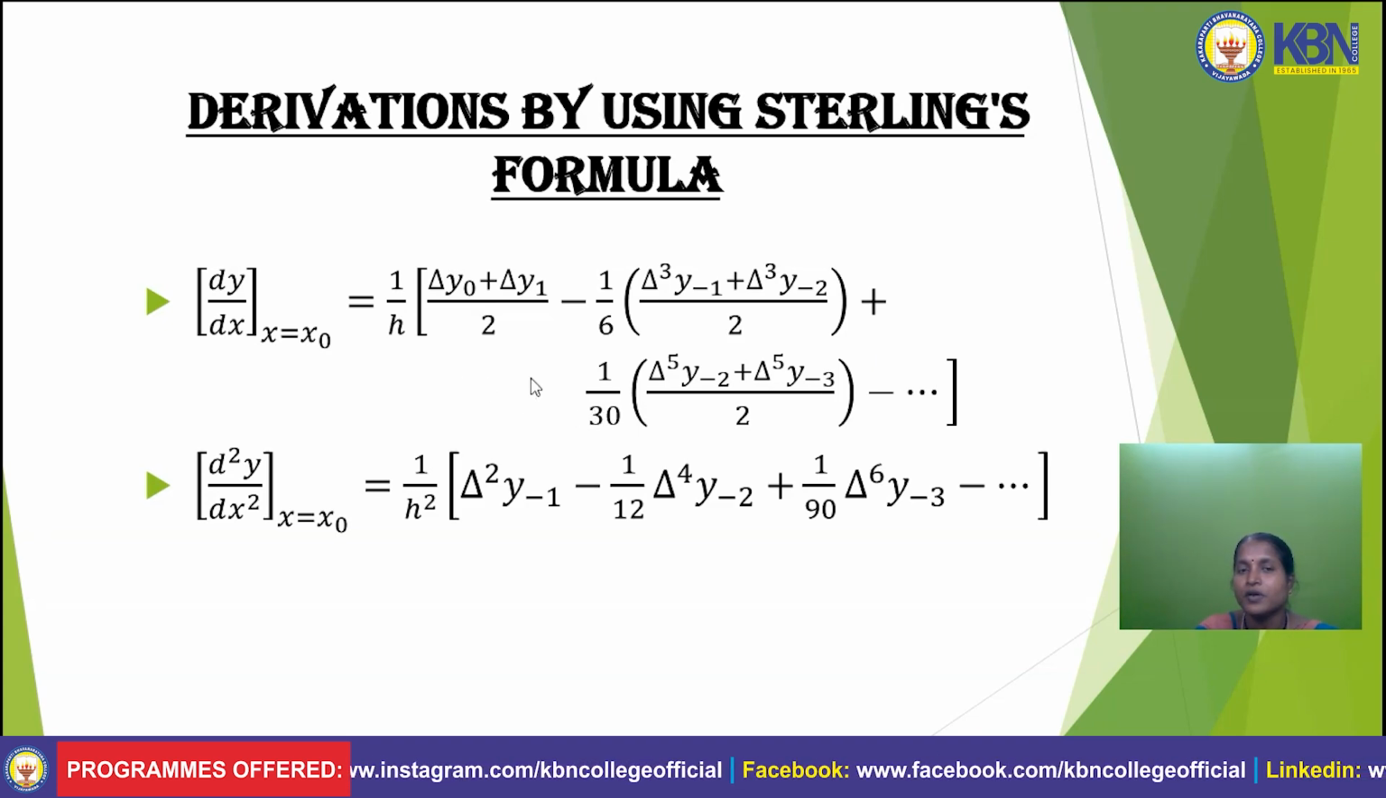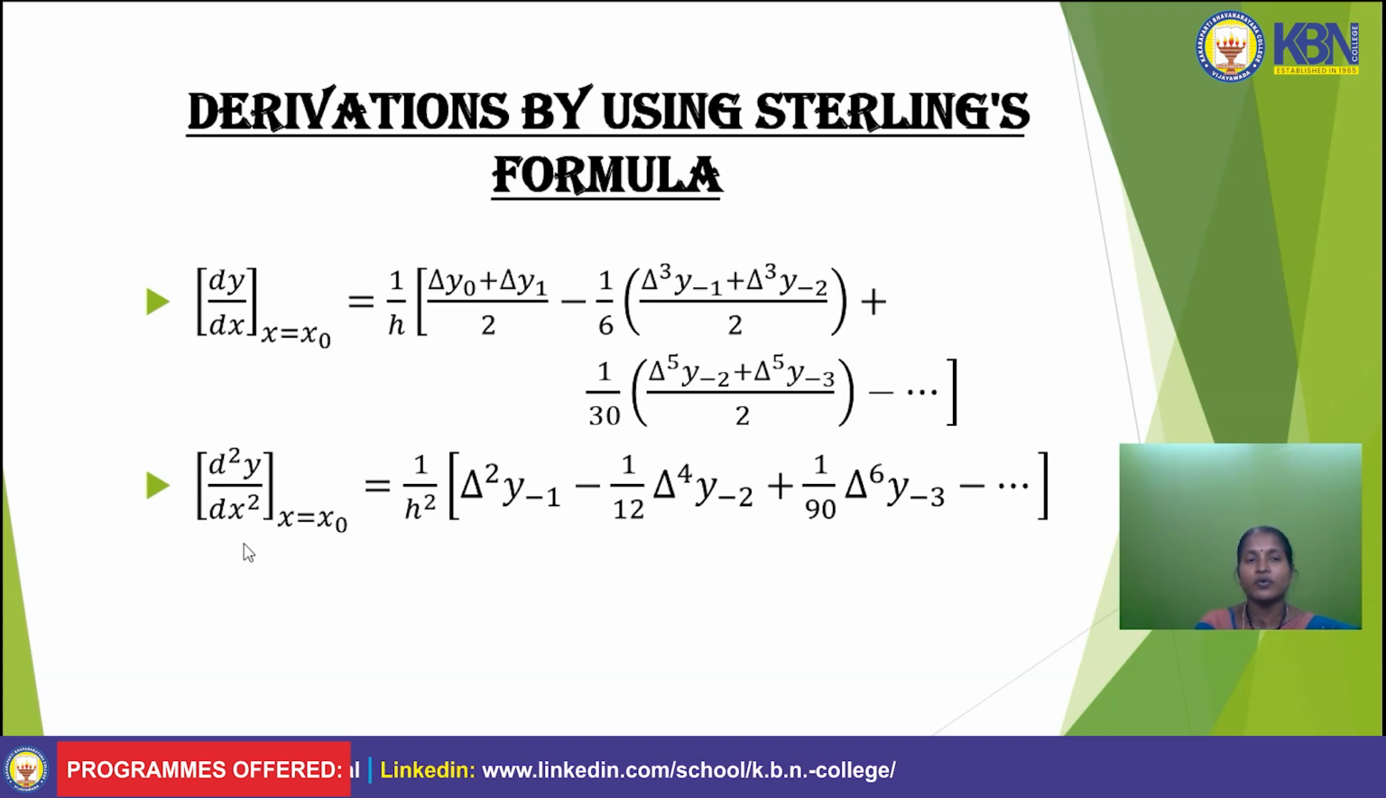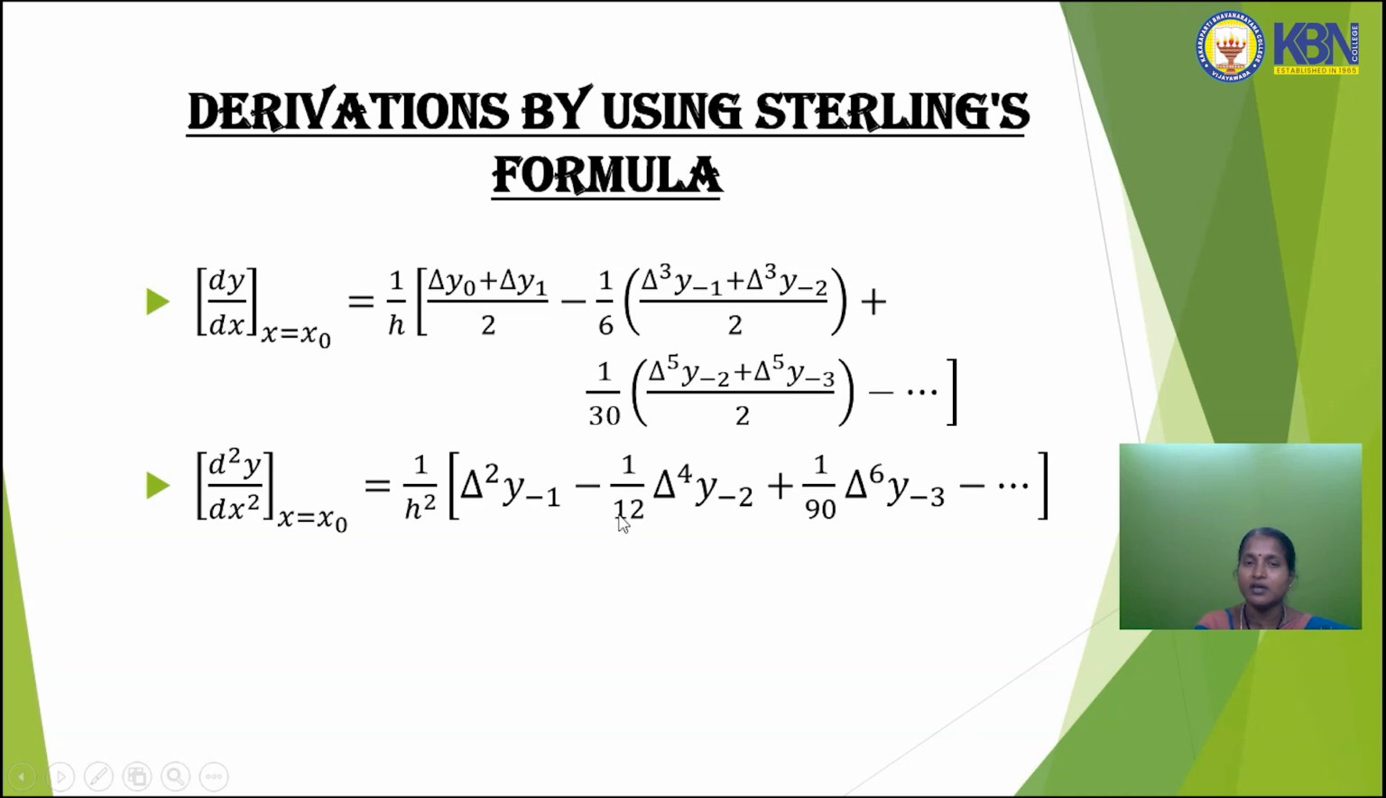This is the first derivative of Stirling's. We can use Stirling's formula to evaluate the first derivative. Now you can write the second derivative d square y by dx square at x is equal to x naught, 1 by h square into delta square y minus 1 minus 1 by 12 delta power 4 y minus 2 plus 1 by 90 delta power 6 y minus 3 minus and so on. Here also we are getting plus minus alternatively.